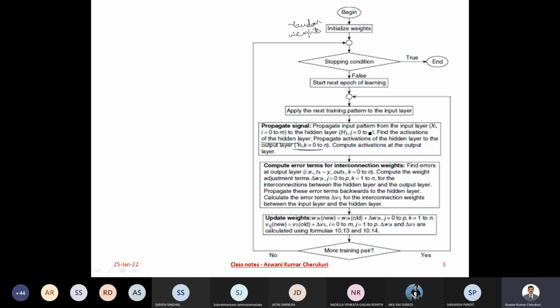So let us take one simple network. Imagine that x1, x2, and z1 and z2, and this is y.